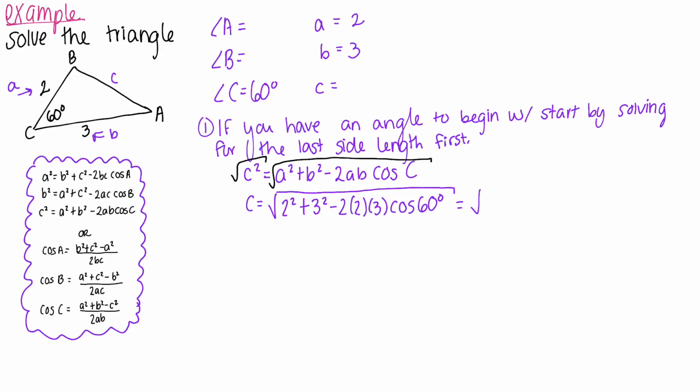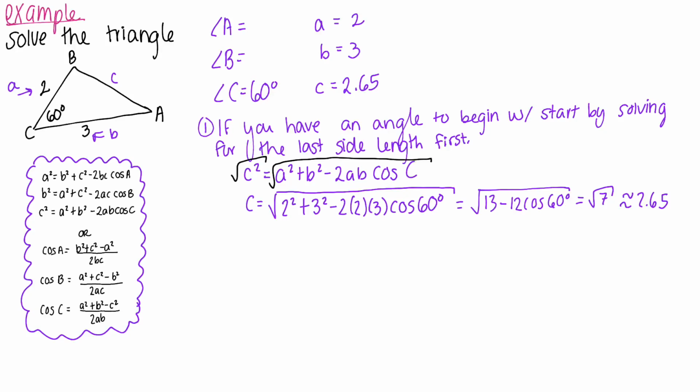Let's see, so we have 4 plus 9, which is 13, and then minus 12 cosine of 60 degrees. Of course, you could just plug it into the calculator the way that it looks, but sometimes it's nice to just simplify it before plugging it in. So we can plug in this guy right now, and you're going to get, well, the exact answer is the square root of 7, but if we're rounding it, it rounds to 2.65. So we have 2.65.